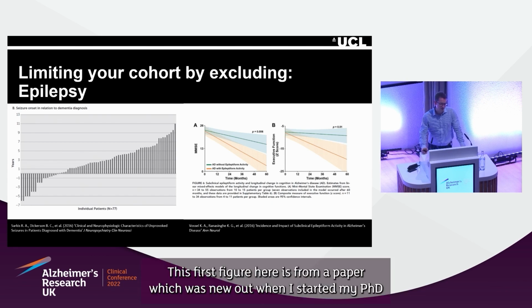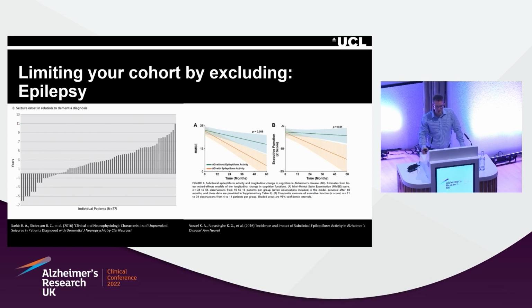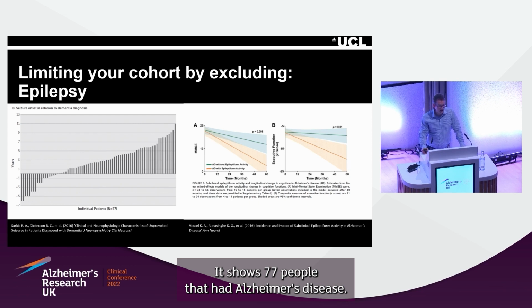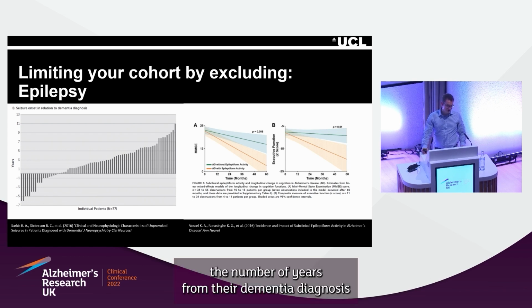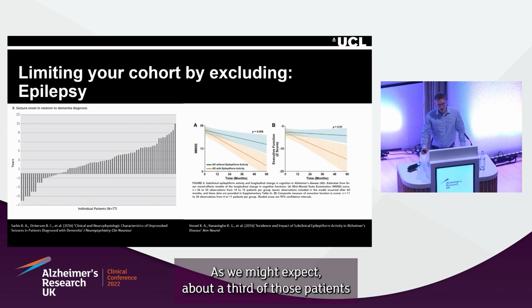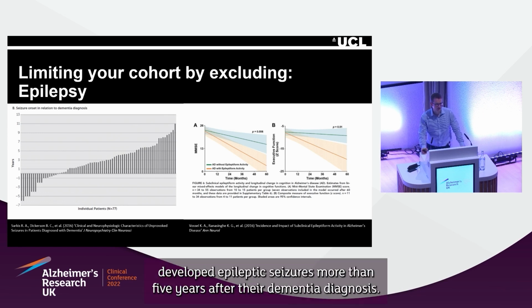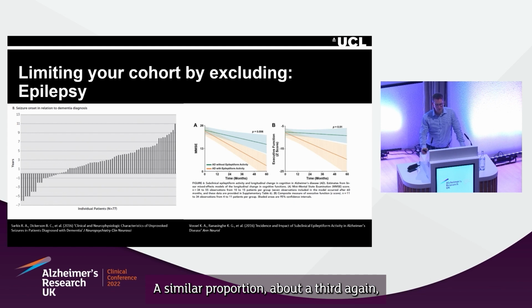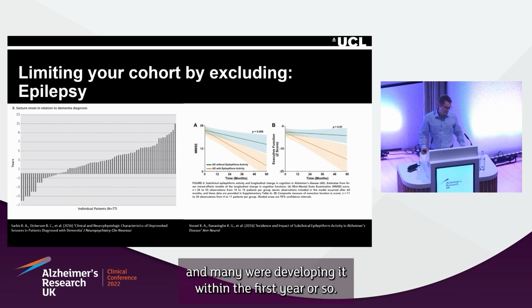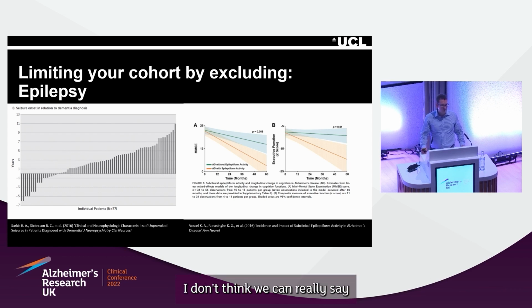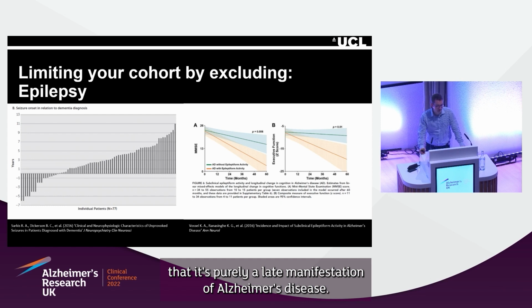This first figure here is from a paper which was new out when I started my PhD and is now 6 years old. It shows 77 people that had Alzheimer's disease. Each line represents an individual. On the y-axis, you have the number of years from their dementia diagnosis to their seizure onset. As we might expect, about a third of those patients developed epileptic seizures more than 5 years after their dementia diagnosis. But a similar proportion, about a third again, were developing seizures before dementia was diagnosed, and many were developing it within the first year or so. So I don't think we can really say that it's purely a late manifestation of Alzheimer's disease.